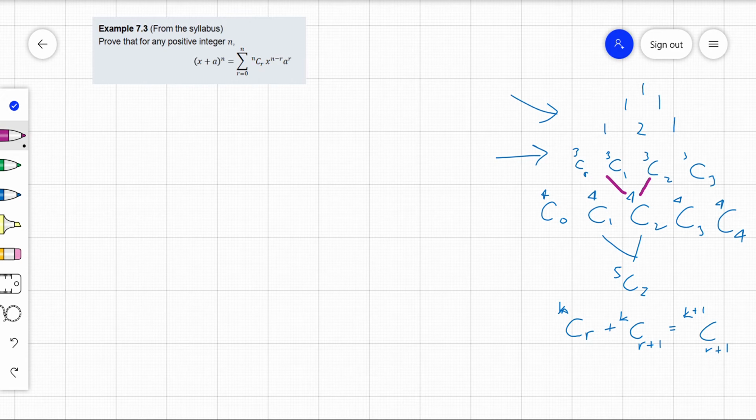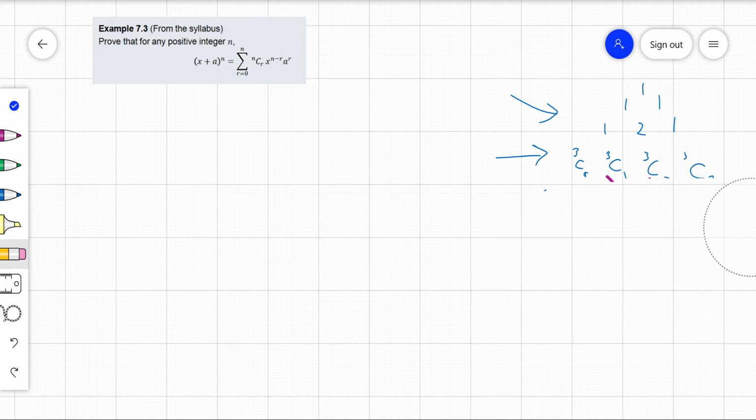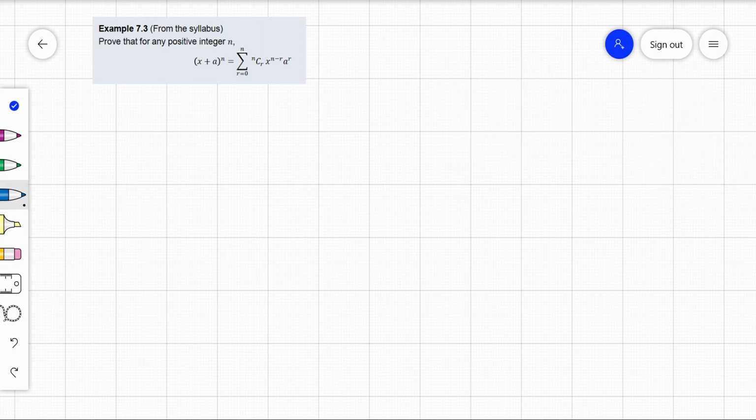So the top number goes up 1. The bottom number will be the biggest out of the 2 you're adding together. So another way of saying that, remember, is, well, there's so many ways to say it. K choose r plus k choose r plus 1 will get us to the next row, so the k plus 1th row. So k plus 1 choose, and we'll take whichever's the bigger one, the r plus 1. All right, so just a reminder of that because we're going to use that one here. So just make sure you've gone through that and you remember that.